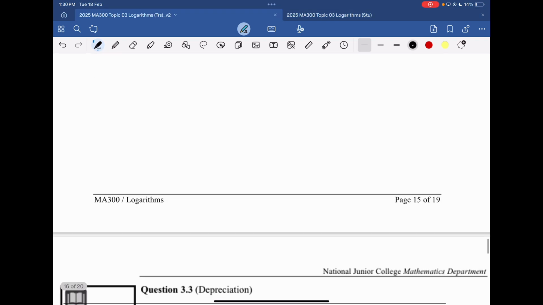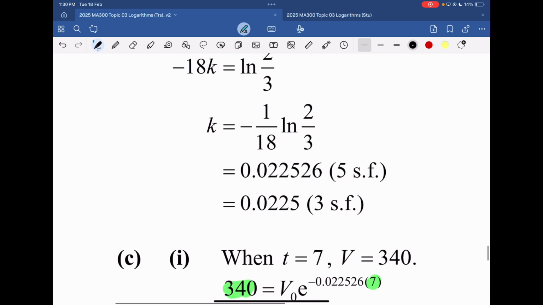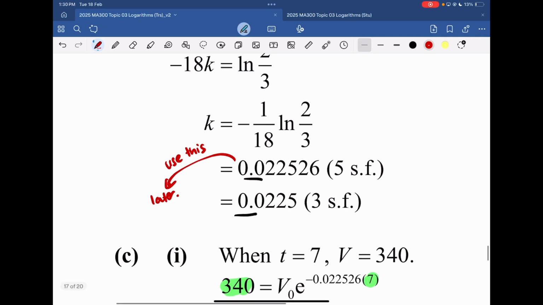Okay, so 0.022526. Scholars, just take note. For intermediate steps in NJC, we always take 5 to 6 significant figures. Final answer, we put 3 s.f. But we need to present this as intermediate. So you need to present both, because sometimes you may use this for later. So just take note. Can?